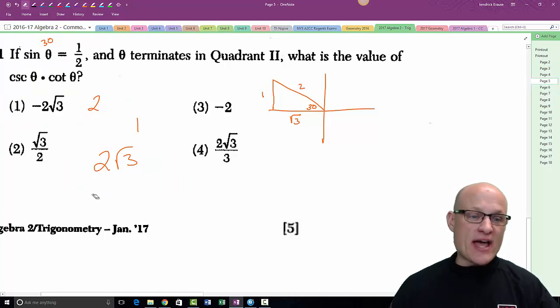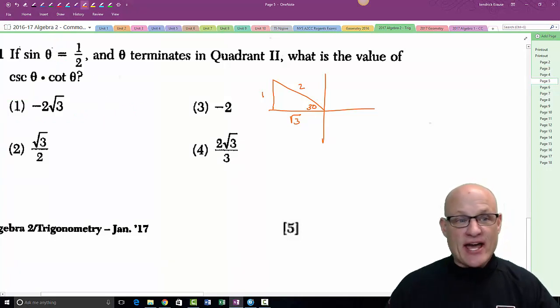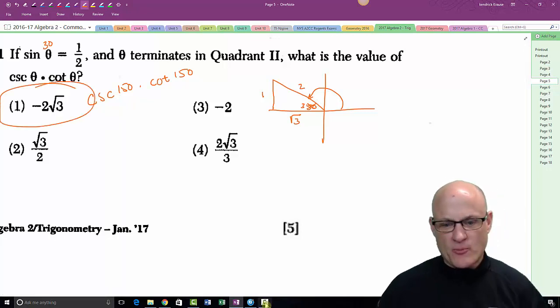Now, having said all that, I could have done the inverse sine of 1/2 and got 30. Realize this was 30 degrees. Come over here and say, okay, if that's 30, then this has to be 150. And then I could have done on my calculator the cosecant of 150 times the cotangent of 150. And you'd end up with a negative weird answer, which is the same as that. Another way to do the problem. Hope that helped.